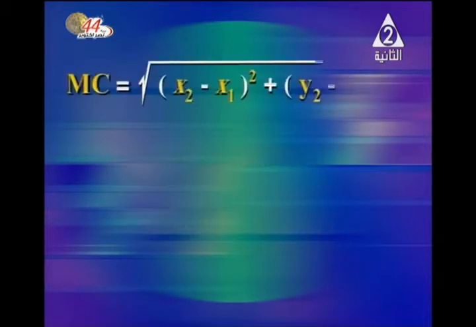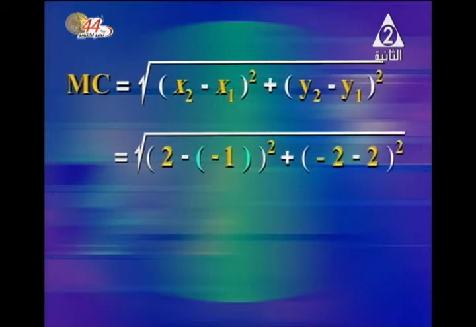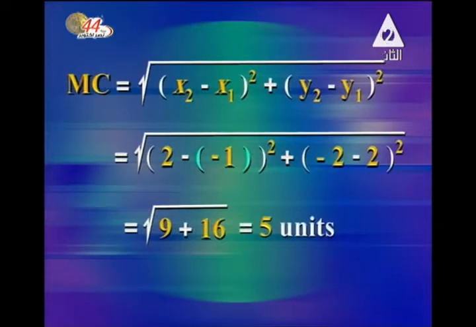What about MC? By the same way, square root of (x2 minus x1) all to the power of 2 plus (y2 minus y1) all to the power of 2, which leads us to the square root of (2 minus -1) all to the power of 2 plus (-2 minus 2) all to the power of 2, which gives a result as square root 9 plus 16, which gives 5 units.